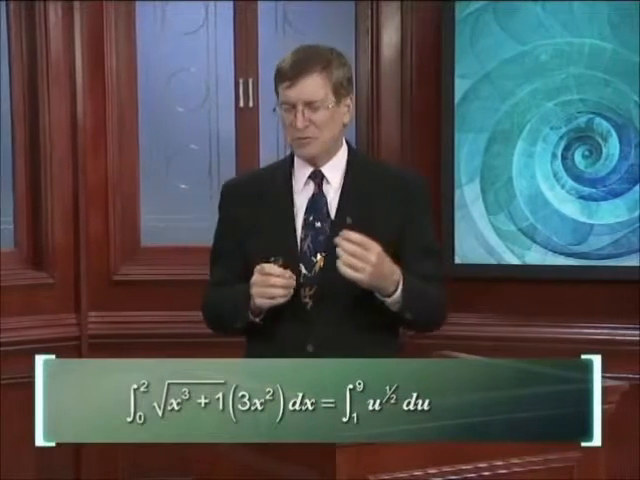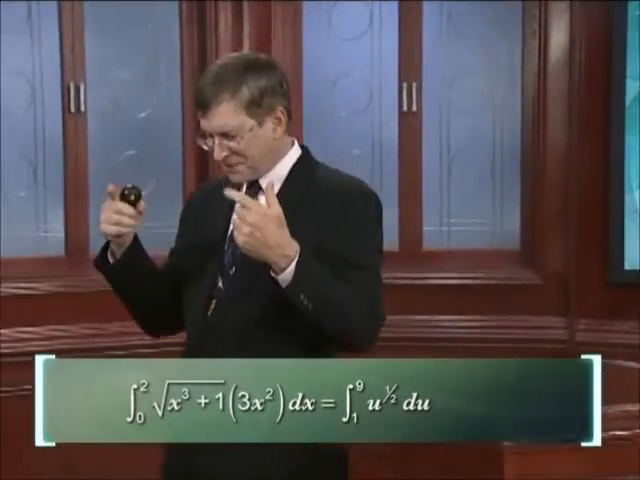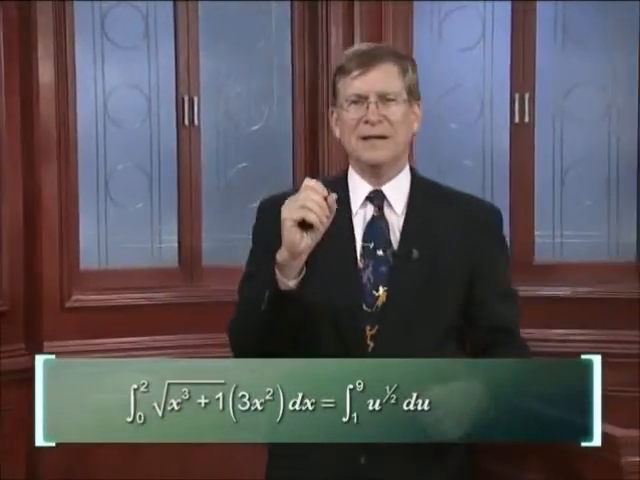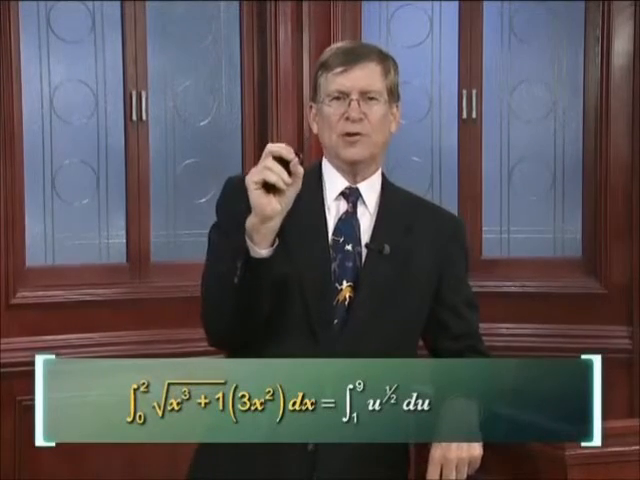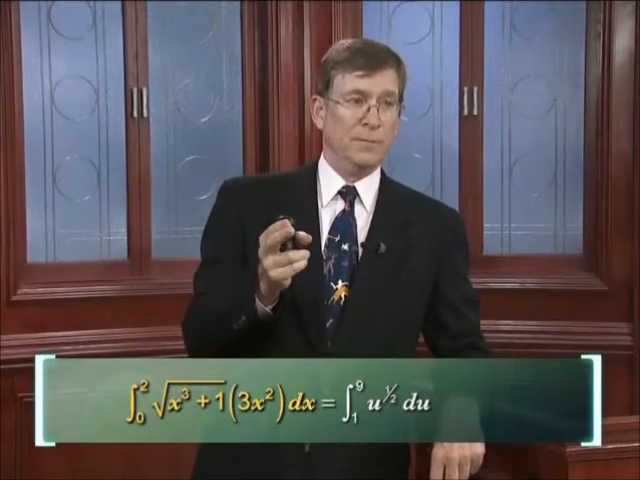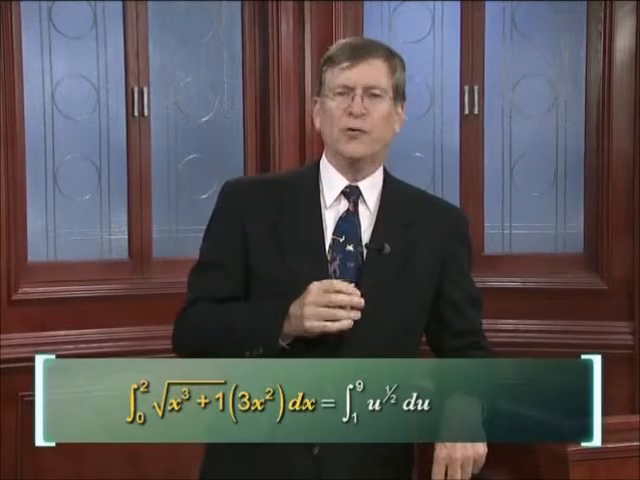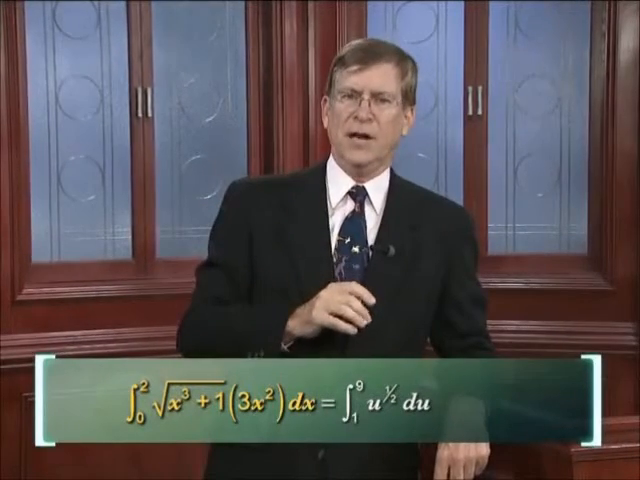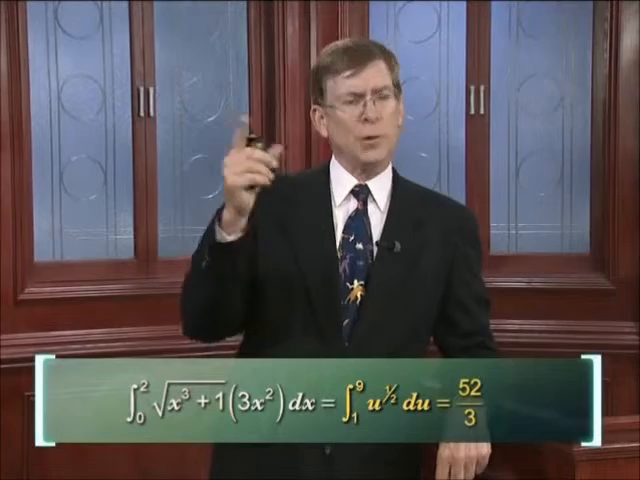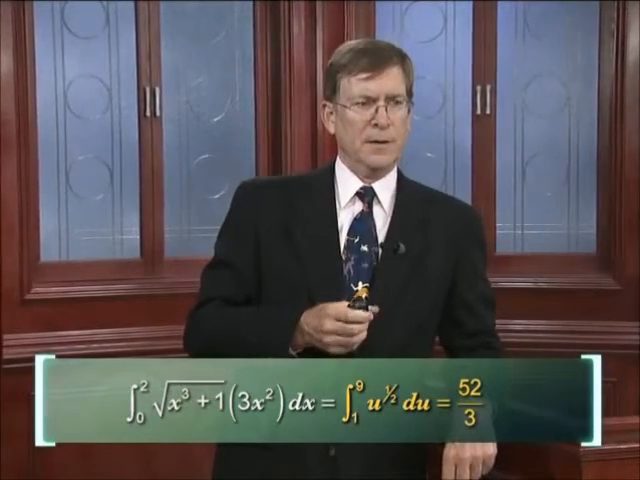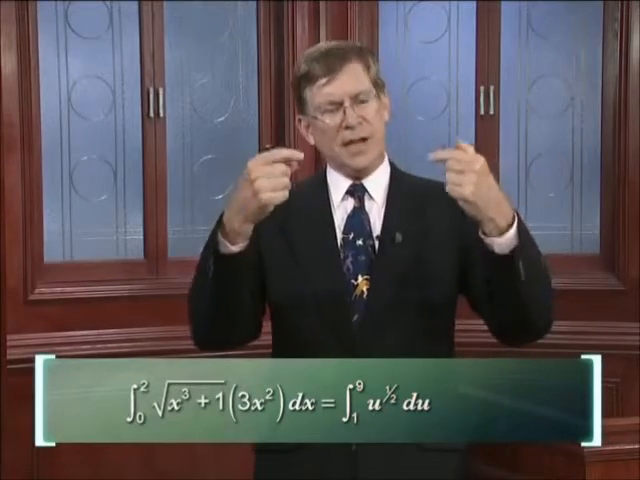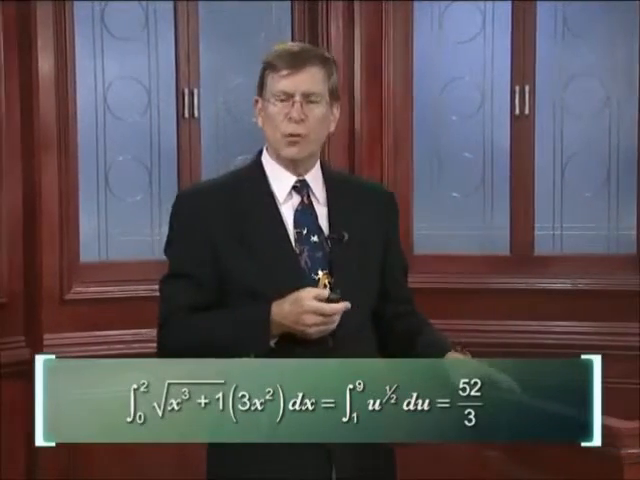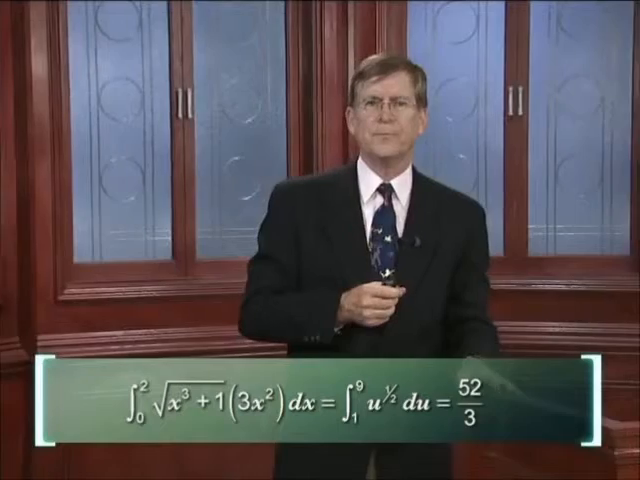Now let's look a little closer at this. This is kind of an interesting observation I'm going to make here. We had two problems here. First, we had the original problem using the x variable. And that was a certain area under a curve because the function's non-negative. And then we had a new problem in the u variable. And that's another area problem. And in both cases, the area is 52 over 3, the final answer we got.